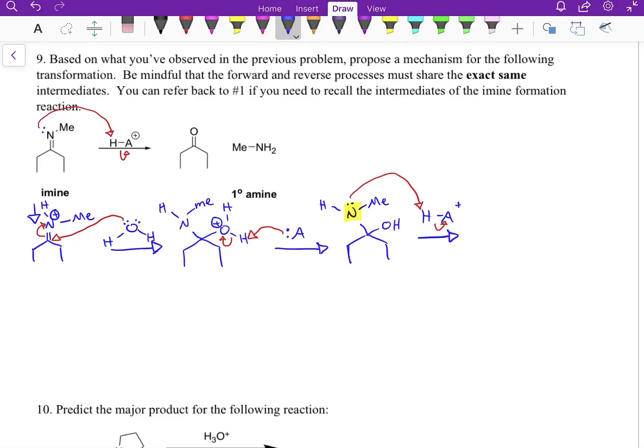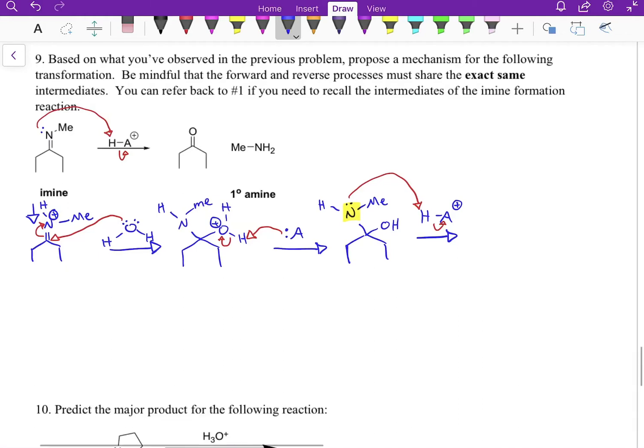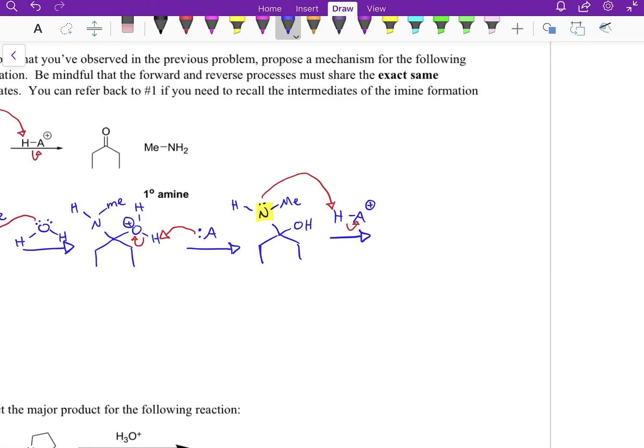Oh, sorry, I forgot the positive charge. So now you have a nitrogen, the methyl, a hydrogen, and a hydrogen right there. Oxygen, the hydrogen. And now this is positive. So again, you want to get rid of it. And for that, we're going to use the base. And it's going to go here, and it's going to go here.